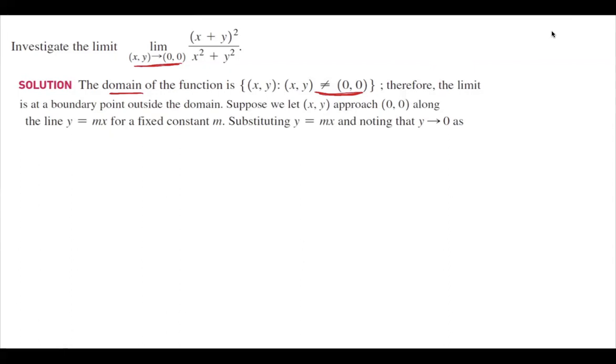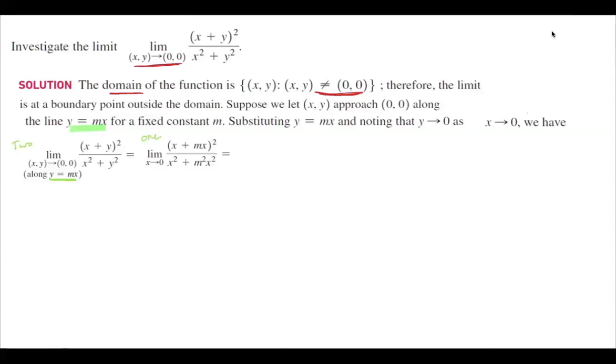What are we going to do? We're going to use y equals mx. Again, this is just pure practice, everyone. And we're going to select this to help us simplify this function. Very good. The limit of (x plus y) to the second divided by x squared plus y squared along y equals mx helps us to simplify the function. This function now can be written in terms of one variable. So from a two-variable function to a one-variable function. Okay, let's simplify this as much as we can.